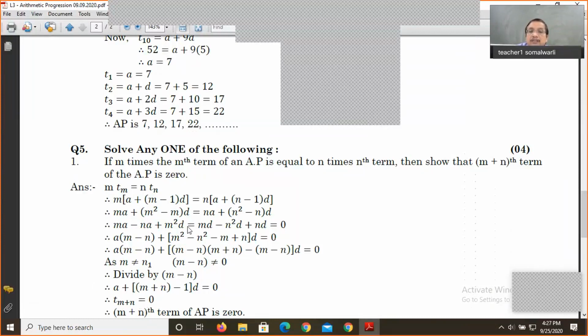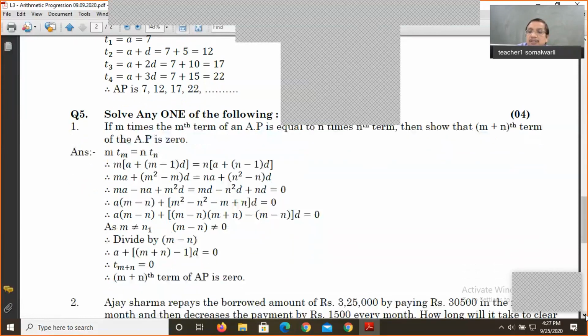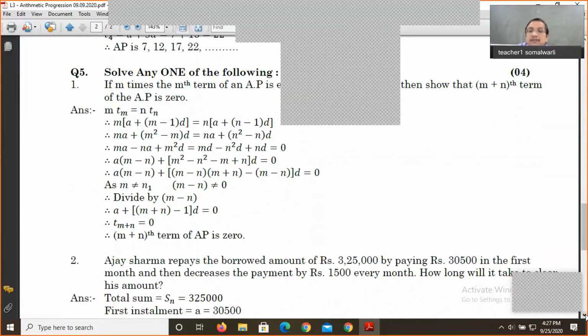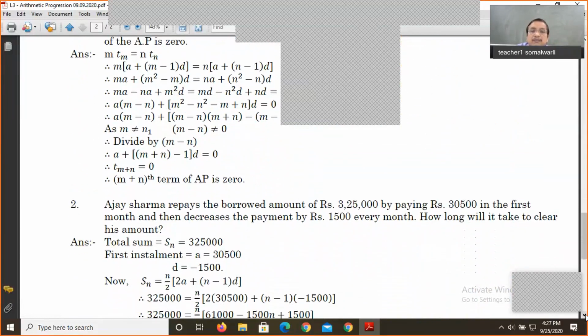So you can read here there is a minus sign, it's just a printing mistake, and you can solve this. If you simplify this, you will get a particular equation, and dividing by m minus n, you will get this term. Okay, so what we got actually? We got the (m plus n)th term of the AP is 0 with the given condition that m times the mth term is equal to n times the nth term.